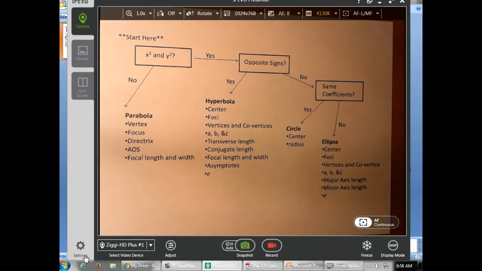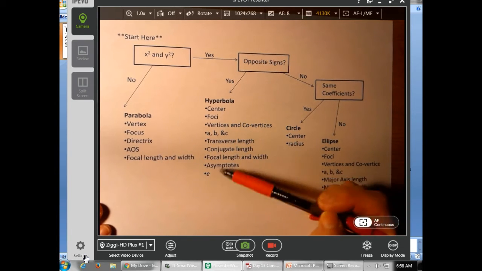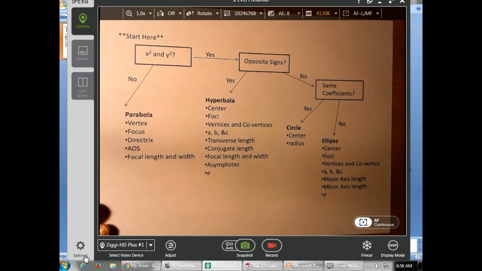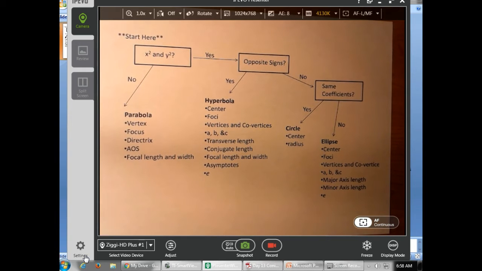So I'm going to start by helping you identify which type of conic you are even dealing with. I have a graphic organizer here. You may want to pause and write this down. We're not doing every last thing under here, but we're doing most of them under each of these, so you'll know based on what we did in class.